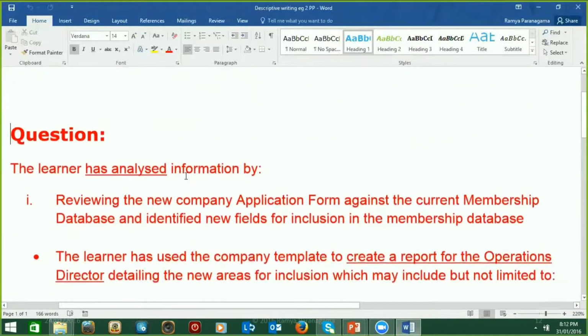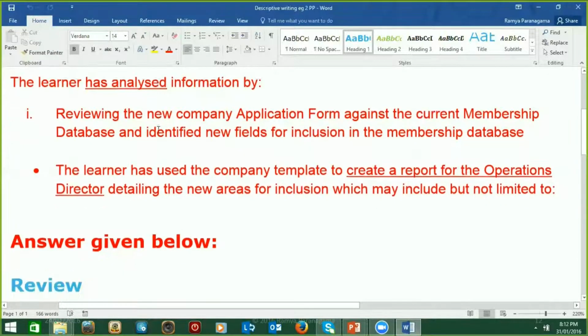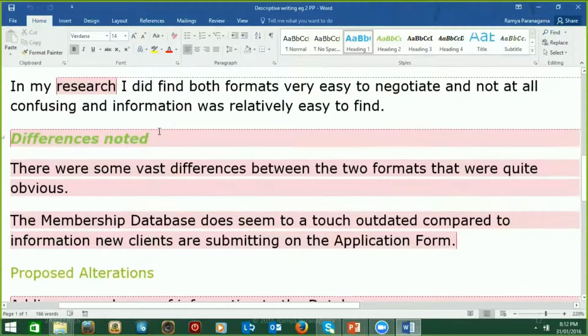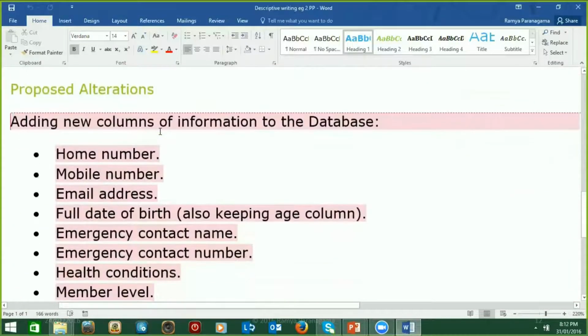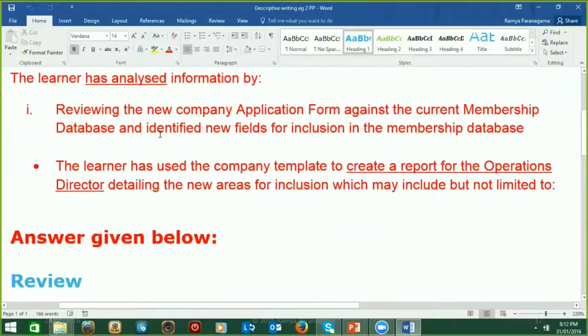So if you look at the question, the learner has to analyze. Analysis means breaking information into pieces, mixing the pieces together, finding patterns to see what surfaces from that information, and then commenting on those patterns. That's what analysis is. Can you see whether there is any analysis here? Finding pieces, mixing, justifying. There is no such thing.